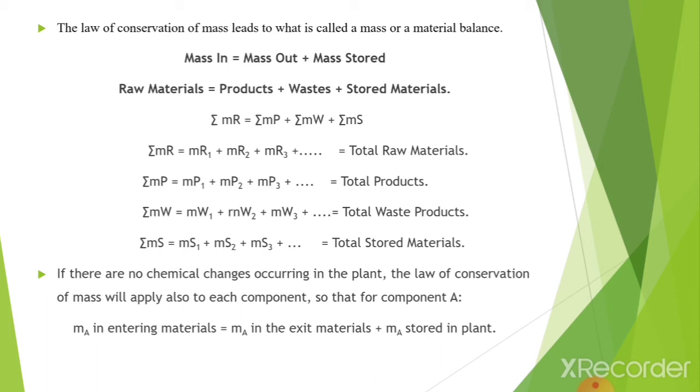Suppose there are no chemical changes occurring in the plant. The law of conservation of mass will then also apply to each component. That is called a component mass balance. So for component A, Ma in the entering materials is equal to Ma in the exit materials plus Ma stored in the product or plant.